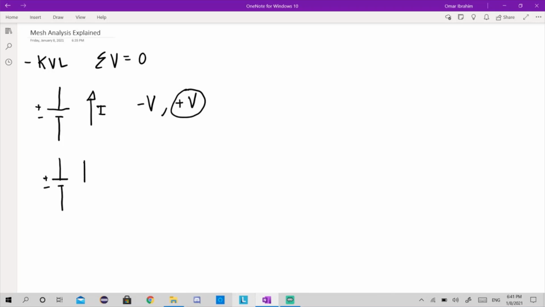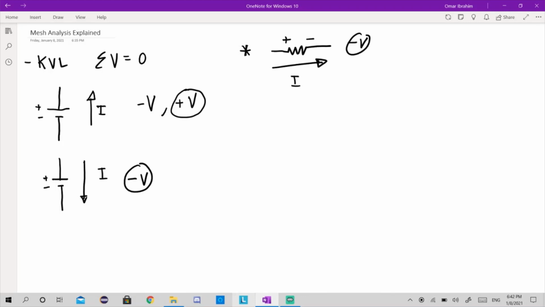So, if the current is going to be traveling this way, you're going to have a voltage drop. Something to note is resistors will always cause a voltage drop. Your current is going to be the direction of the current. If it's this way, the resistor's polarity is going to look like that. It's always going to cause a voltage drop. You're always going to have negative voltage for resistors. Okay, now that we know that, let's hop into some problems.